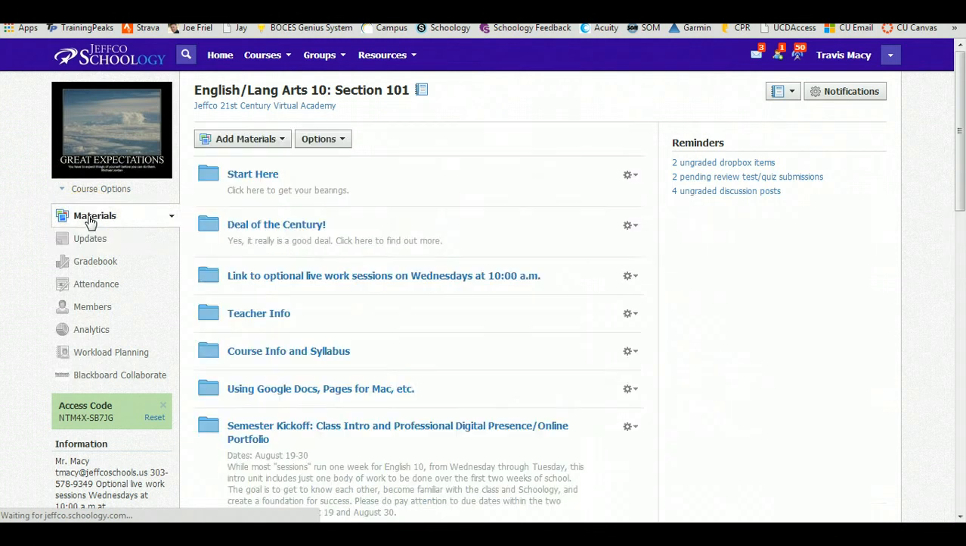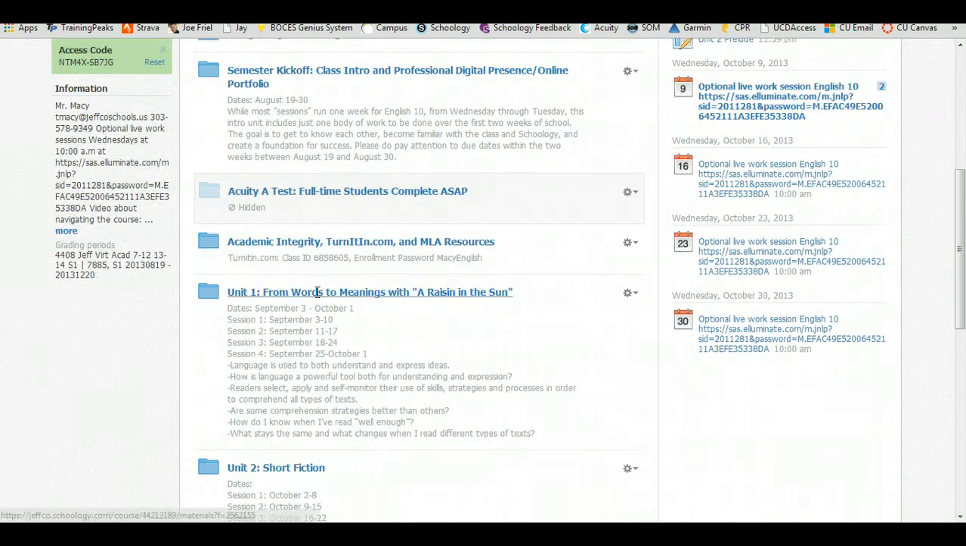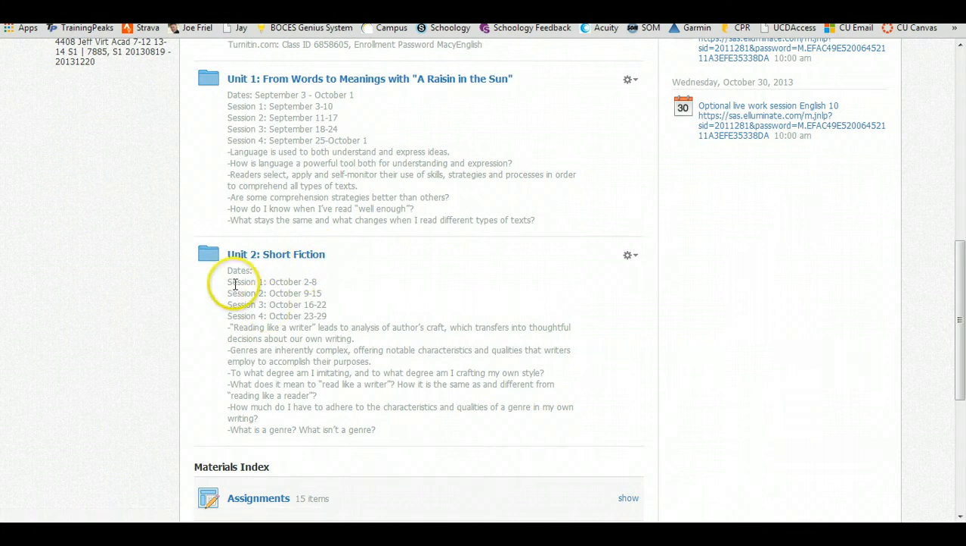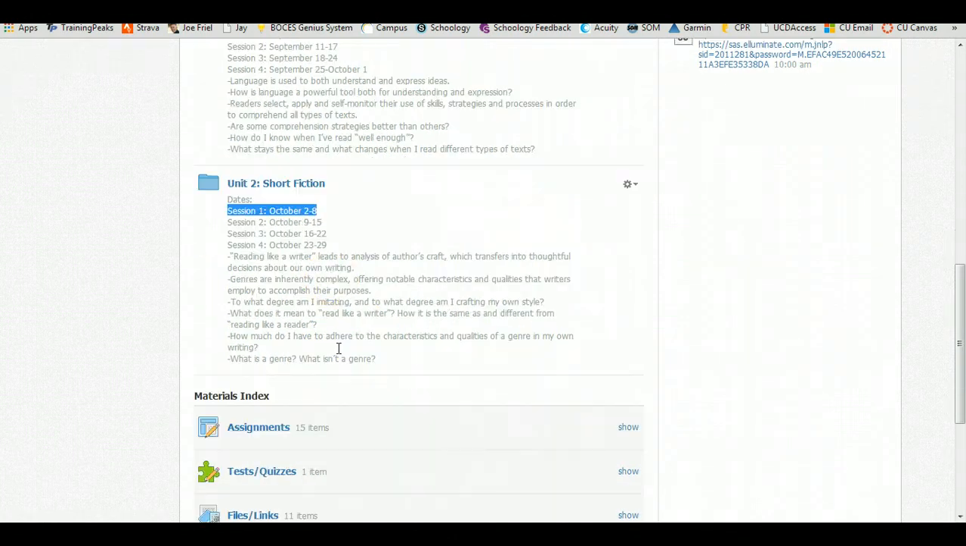As always, please start with materials and scroll down. Boom, here we are, short fiction. We see we've got four units, and we're on session 1 here, October 2nd through the 8th. And guys, a few of the main points. Reading like a writer. Guys, this is a really important concept. When you're reading something, try to think of yourself as a writer. So you're reading this short fiction and understanding it as a reader, but also put yourself in the shoes of the writer. How did the writer come up with that short fiction?